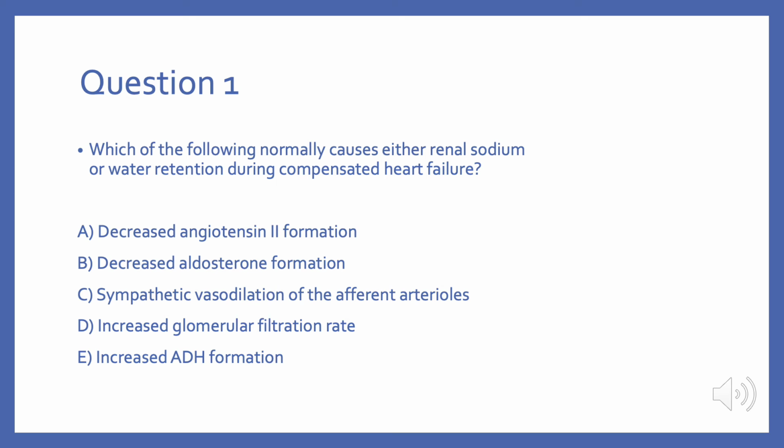C. Sympathetic vasodilation of the afferent arterioles. This is not occurring because even though there is vasodilation of the afferent arterioles by ANP and BNP, the sympathetic system does not vasodilate the afferent arterioles, it vasoconstricts the afferent arterioles in order to maintain water inside the body, in order to decrease GFR, that is, to maintain water inside the body. D. Increased glomerular filtration rate.